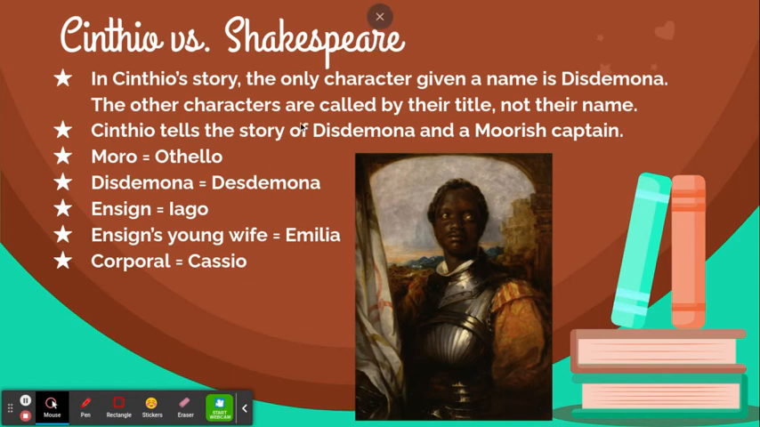And so I wanted to talk about the names here. We have Moro is Othello. Desdemona with an I is Desdemona. Ensign is Iago. Ensign's young wife is Amelia. And Corporal is Cassio.